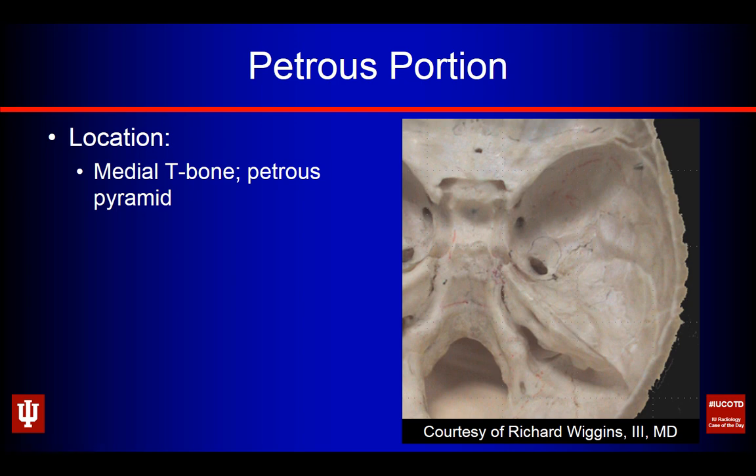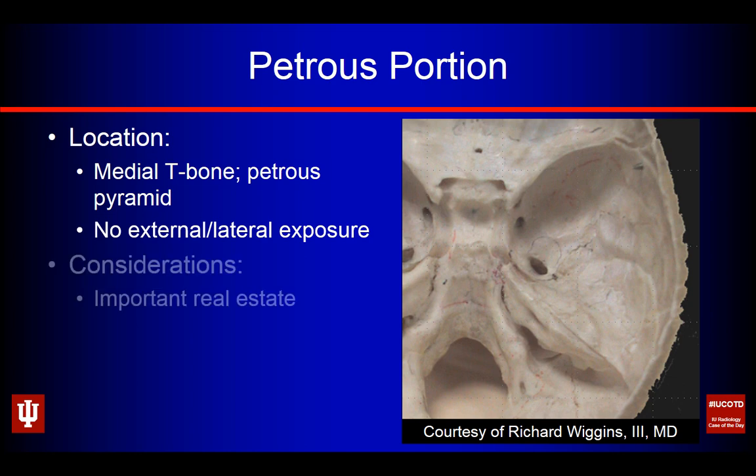Next, we'll talk about the petrous portion of the temporal bone, and this is really our medial portion of our temporal bone, and we call this sometimes the petrous pyramid. But you can see this petrous portion here in yellow, and this is the portion that's not really externalized. You can only see it when you're on the inside looking down or looking outward from the inside. And this has no external or lateral exposure.